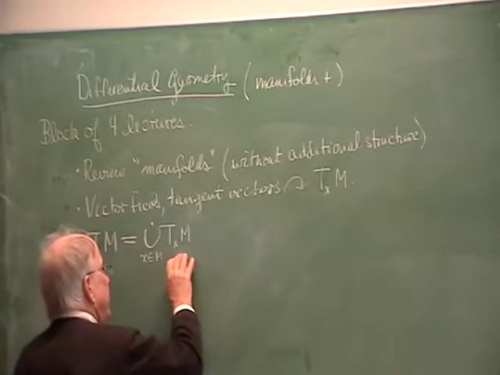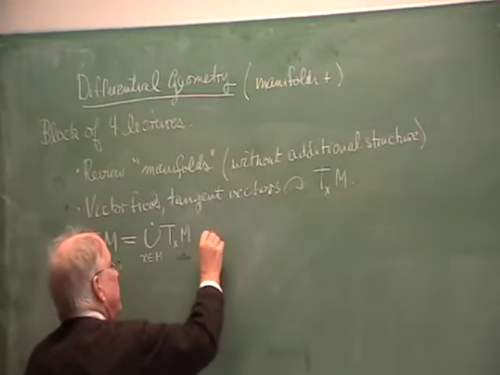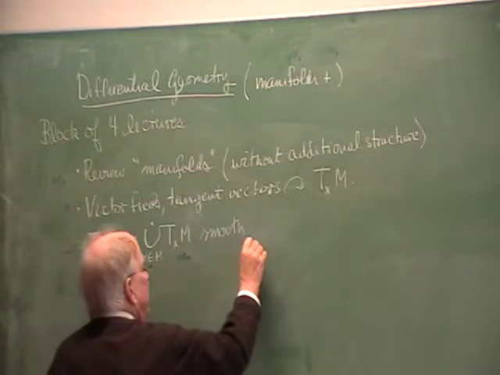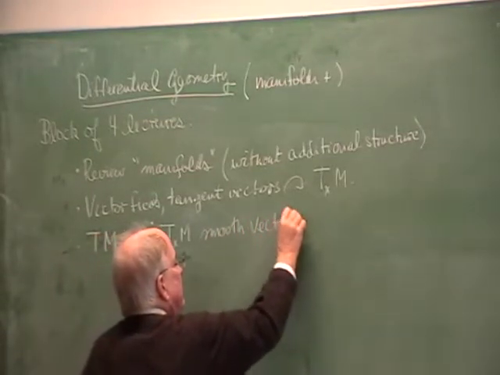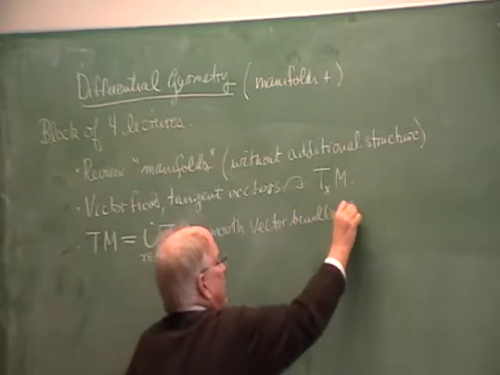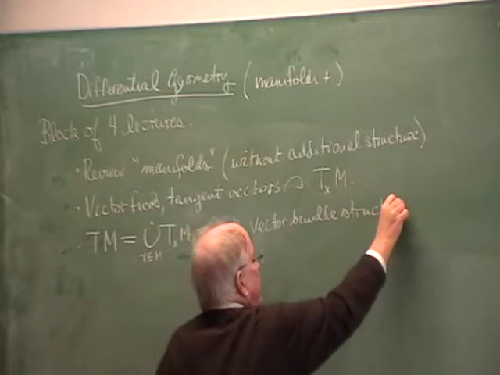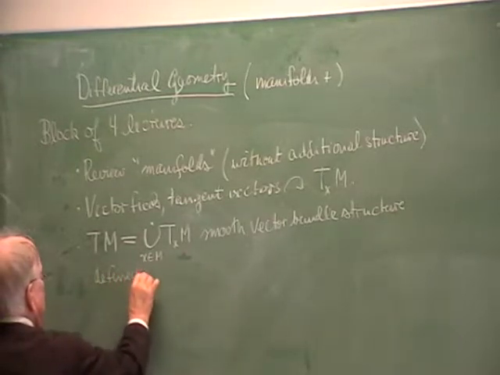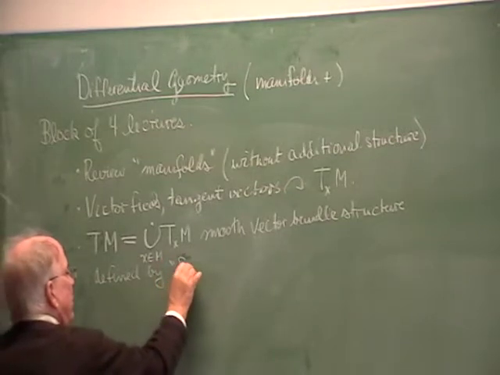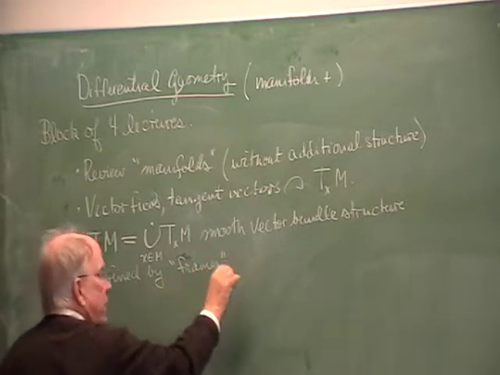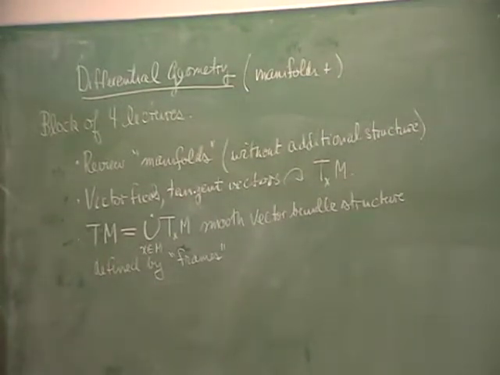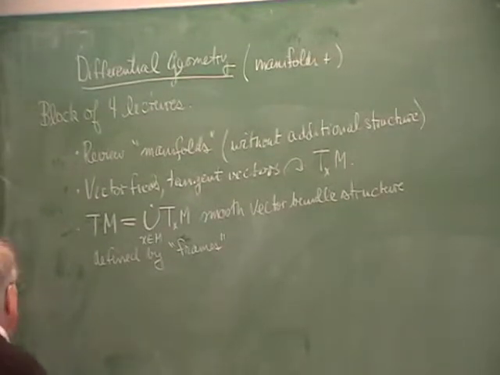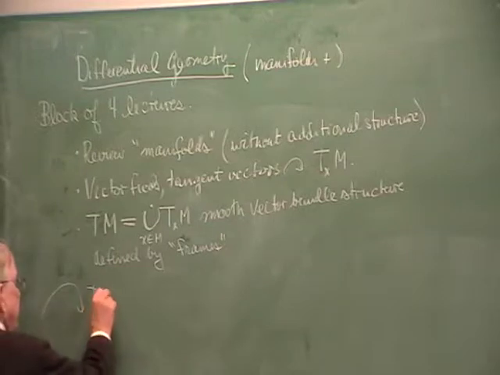But it's fundamental that this thing has smooth structure and it has smooth vector bundle structure. And the key word here, the headline, is defined by frames. And some of you in physics have heard the word moving frames and so on. And that's what's going on here. A frame which depends on a point. So we're still in the setup of manifolds with no particular additional structure. And then we now go into relations of differential geometry.